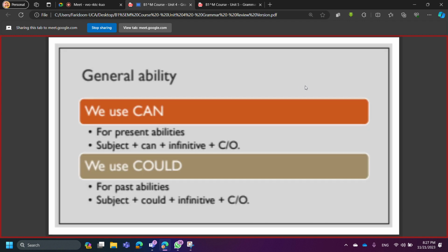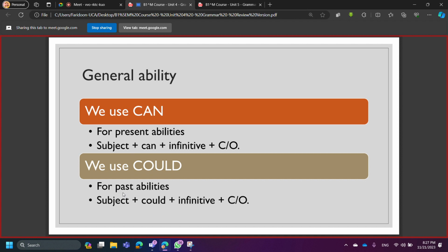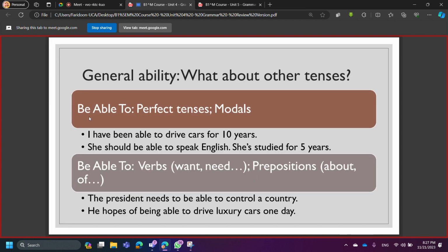But we have a question now. What about other tenses? So you talked about the present, you talked about the past, but what about other tenses? Well, easy version, use "be able to." Use what? "Be able to." "Be able to" can be used with the perfect tenses. It can be used with the modals. It can also be used with other tenses, but we haven't put it in here because you booked it in deem it necessary, so we're just going to stick to perfect tenses, but you can use "be able to" for other ones as well. For instance, "I have been able to drive cars for 10 years."